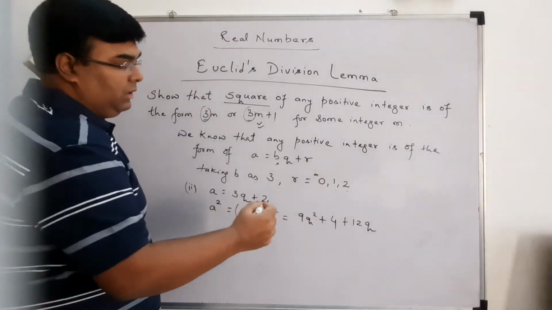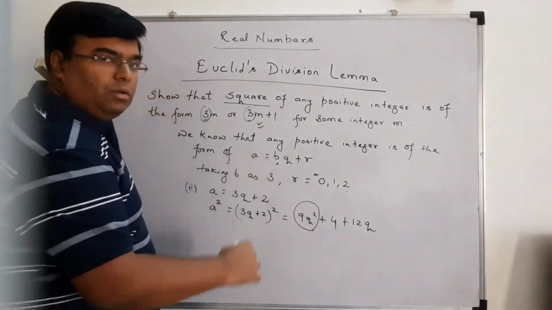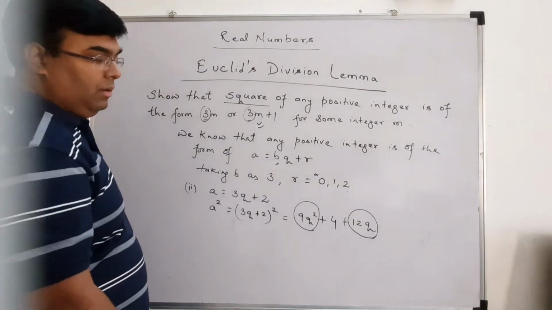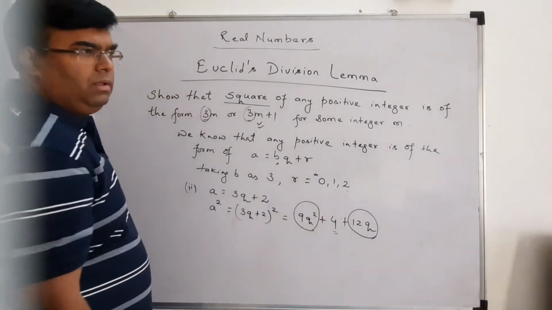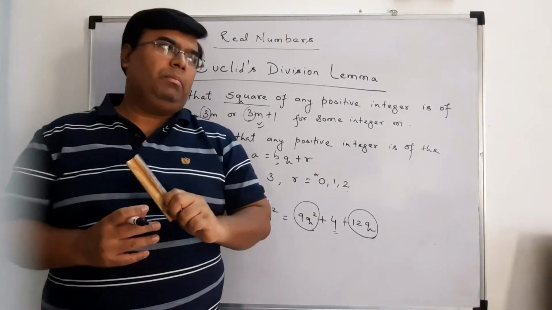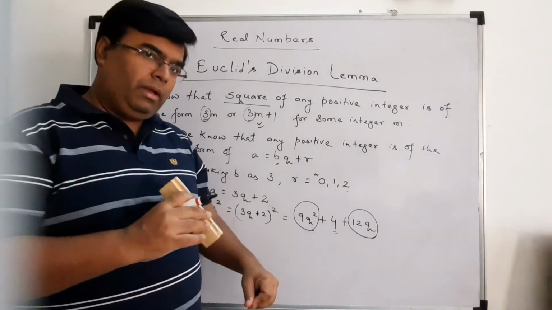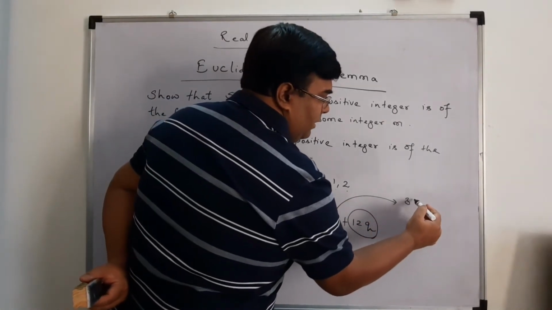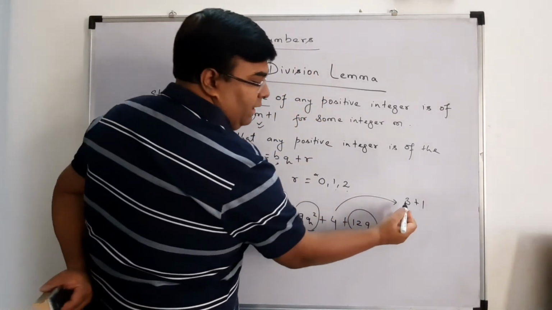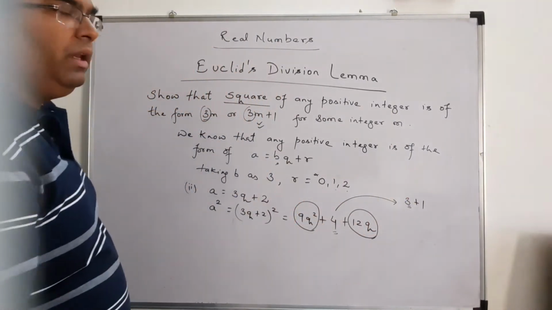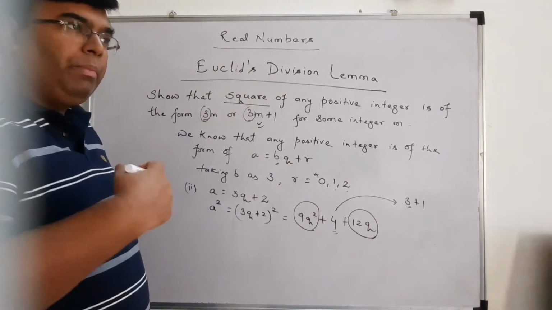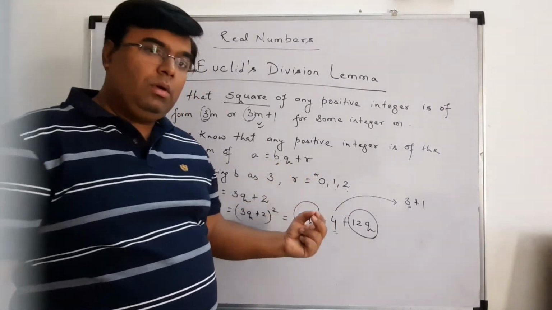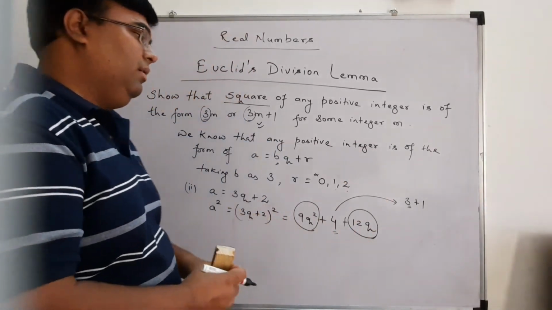Now again, this is a multiple of 3, we can take out 3 from here. This is also a multiple of 3, we can take out 3 from here. But this is 4, which is not a multiple of 3, though we can take 3 from it. We can split this 4 as 3 plus 1 so that we get one more number as a multiple of 3. Whenever you get a number bigger than b, you can split it into b plus something.